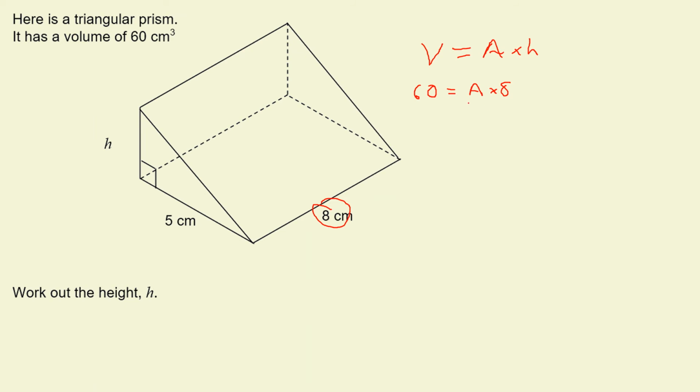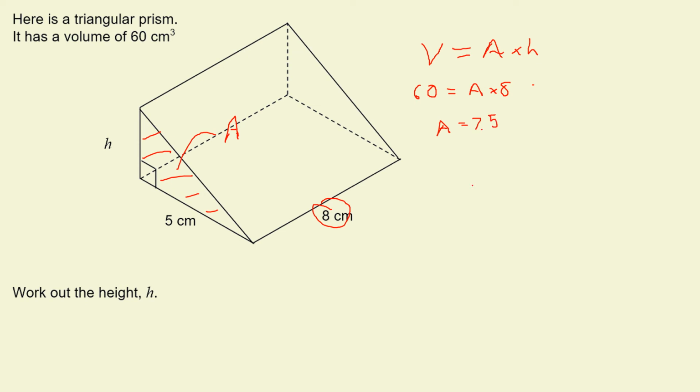So that allows me to work out what the area of the end shape must have been. This end shape has an area A, because I have to do that A times by the 8 to get the overall volume. So 60 is A times 8. I can work out A then by dividing by 8. So 60 divided by 8 tells me it's 7.5. So I know that the area of the triangle is 7.5.